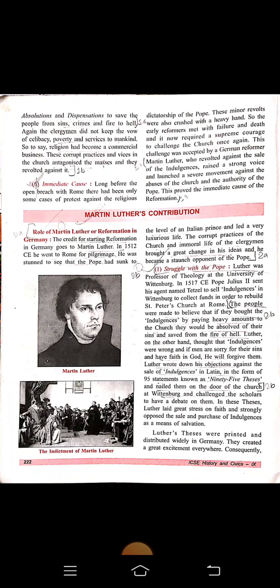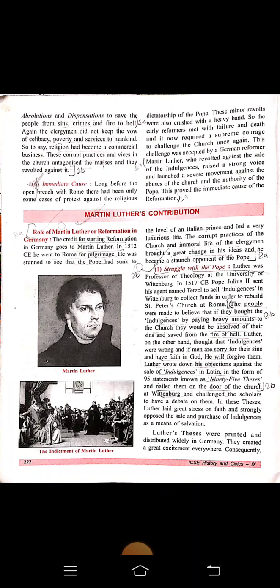So, struggle with the Pope. First, the people were made to believe that if they bought the certificates, indulgences, by paying a heavy amount to the church, they would be absolved of their sins and saved from the fire of hell. Luther, on the other hand, thought that the indulgences, that is, the certificates, were wrong, and if men are sorry for their sins and have faith in God, he will forgive them.